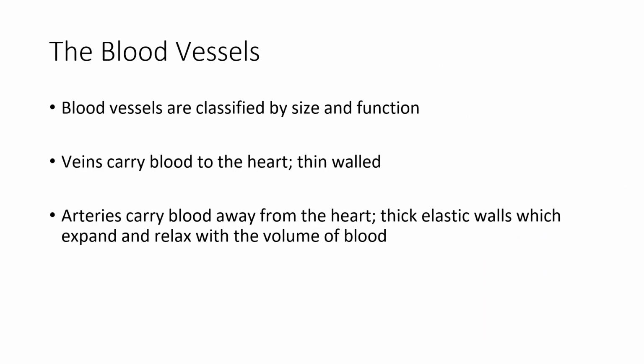And so within this blood supply, we also have blood vessels. Blood vessels are classified by their size and their function. So veins carry blood to the heart, and they are very thin-walled. The veins carry the blood that has already been deoxygenated. So that oxygenated blood has gone away to the lungs and to the different parts of the body, and once it has given those parts of the body and the lungs all of the oxygen that it carries, it then goes into the vein system, and it carries that blood back to the heart.